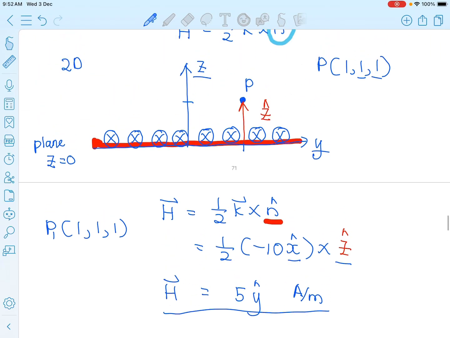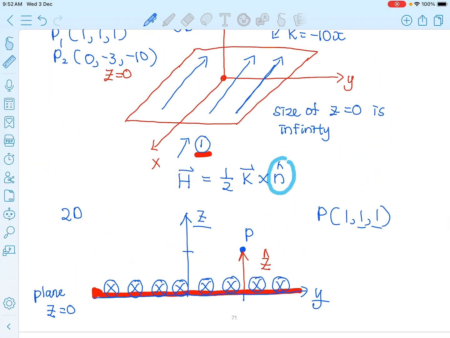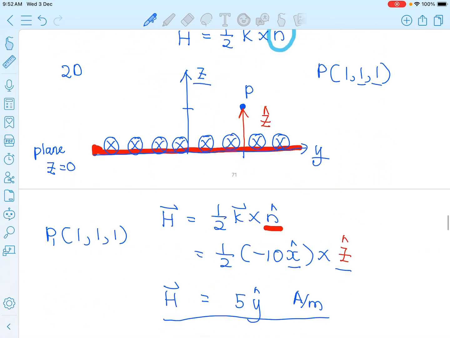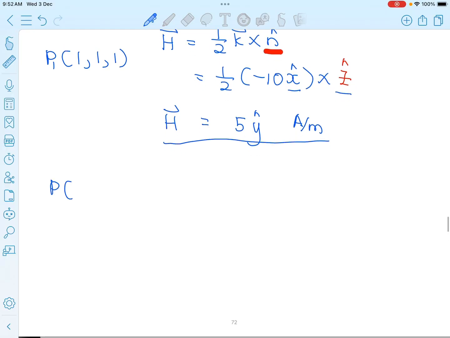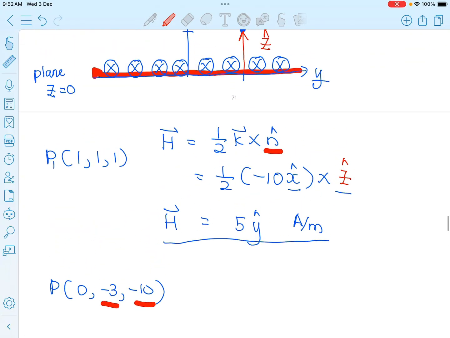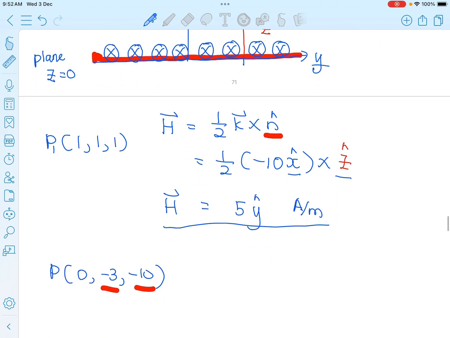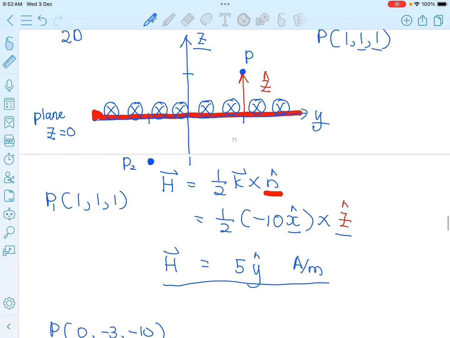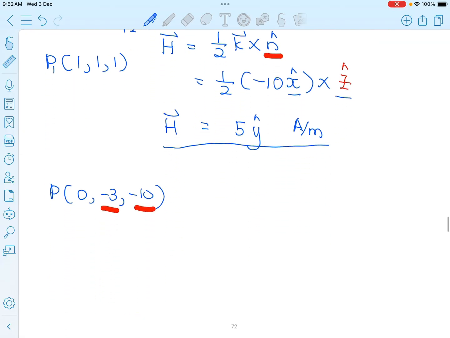Now go back to the second position, which is (0, -3, -10). We are referring to the y and z positions. For these positions, negative 3 might be here, and negative 10 might be, I will slightly extend it, here. So this is position 2, and this is position 1. We are going to use the same formula, a very easy formula, cross with the n.